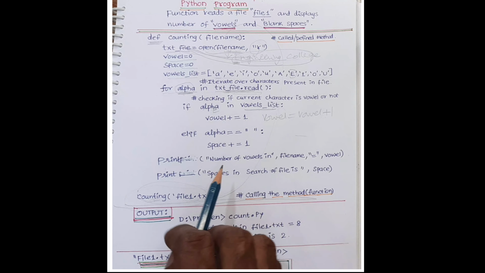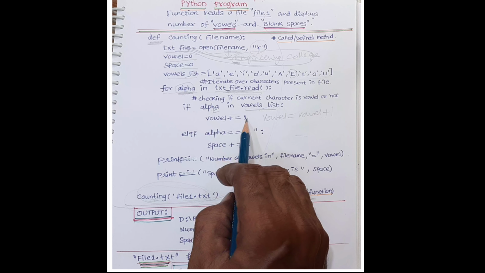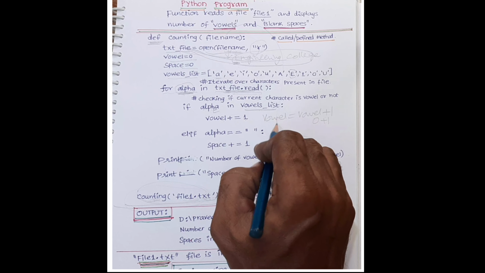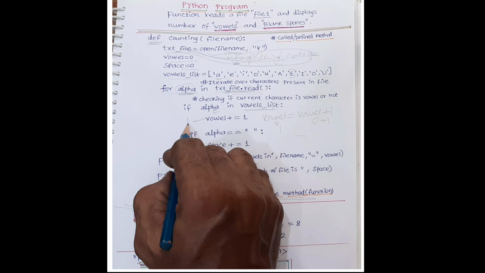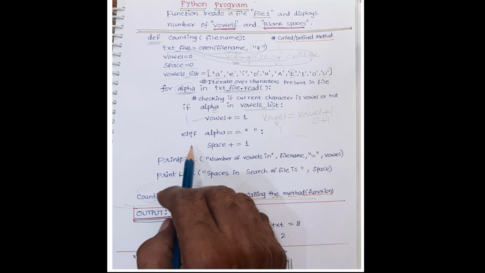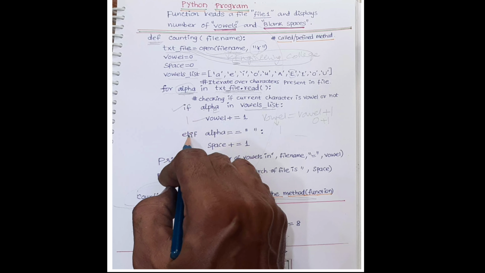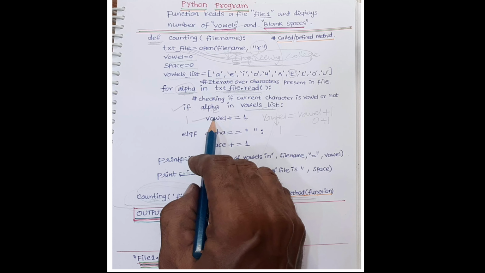So here vowel will be incremented. Earlier, what is the vowel? 0. 0 plus 1. What's the vowel value? 1. Now what's my vowel? 1. Else, for example, if it is not there, we will go to else. But here this condition is true now, so we will not go to else. Next, it will be iterated.